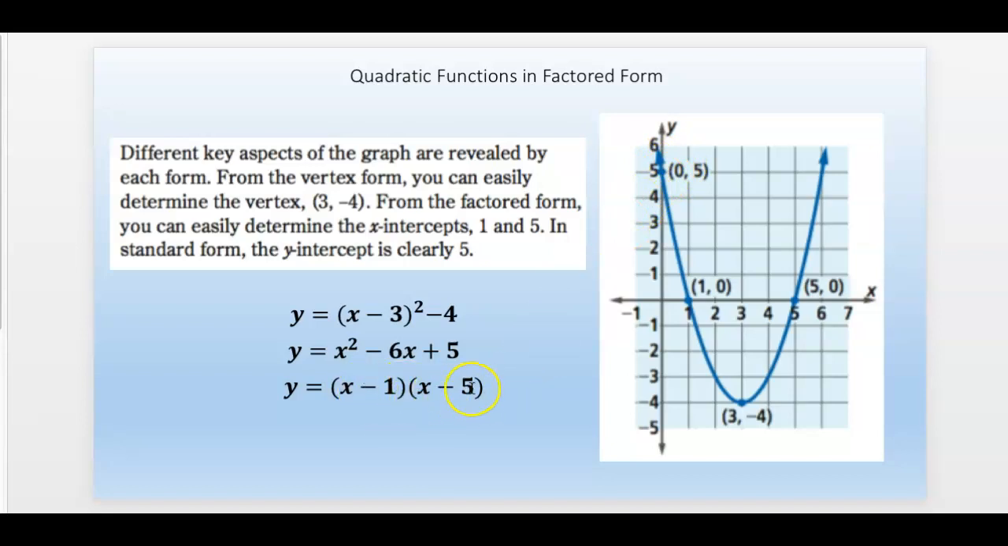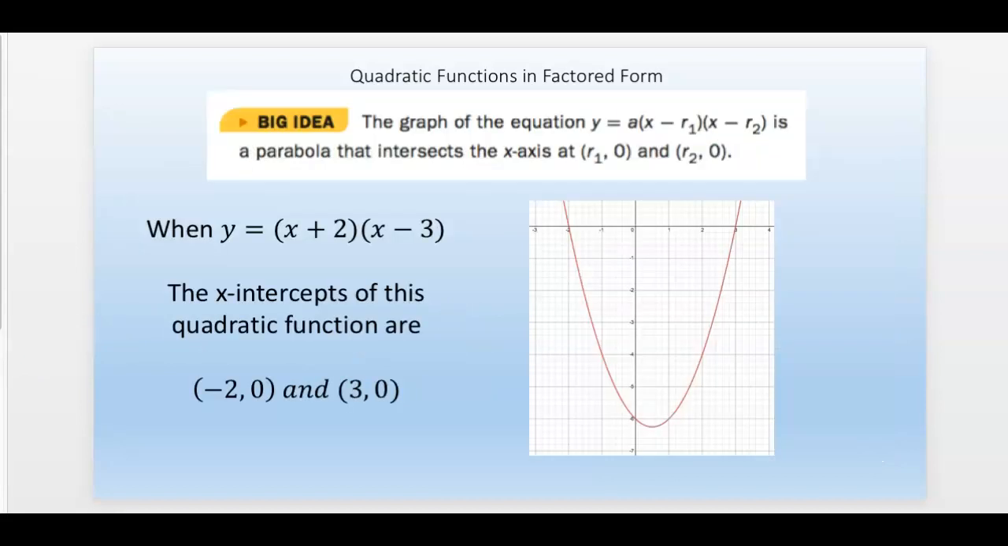And factored form easily shows you the x-intercepts. x minus 1, x minus 5 means it goes through at (1, 0) and (5, 0). It easily shows you the x-intercepts, and that's important to know, which is what this is saying right here.